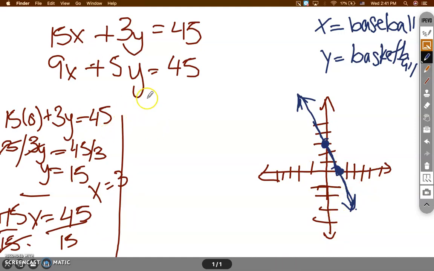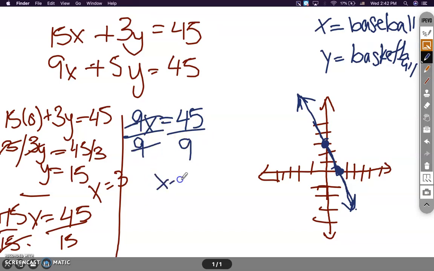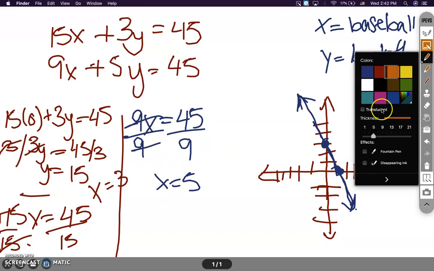Now the other line, I have the other equation. So let's make y a 0. So I get 9x equal to 45, because again, 5 times 0 is 0. So I just result in 9x equal to 45. So I divide both sides by 9. x is going to be 5. Let me use a different color. I'll use orange. x is going to be right there.